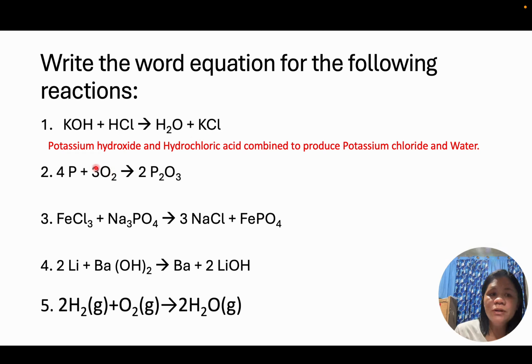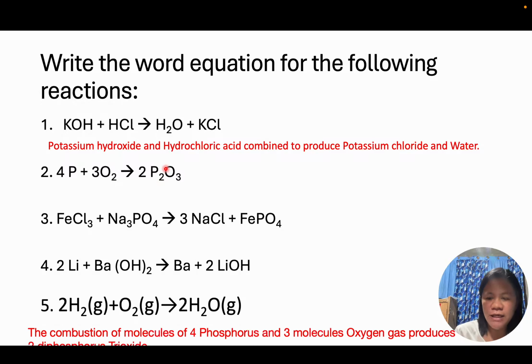Another one. So, number 2, take note, we have oxygen here. Again, if there's an O2, it is a combustion reaction. So, we can use that on our word equation. So, the combustion of molecules of phosphorus, we can actually emphasize 4 phosphorus and 3 molecules of oxygen gas produces 2 phosphorus trioxide, diphosphorus trioxide. Okay?